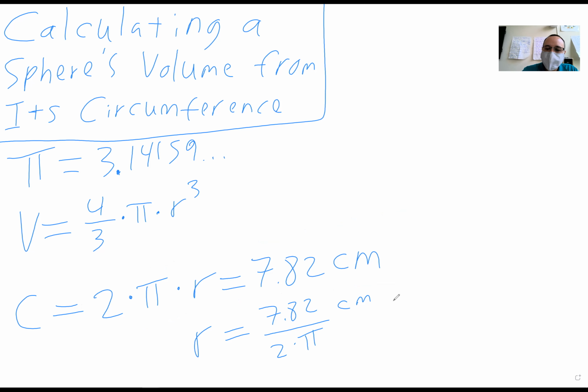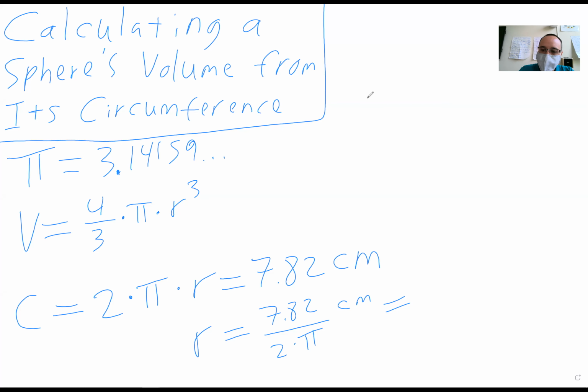And so what that gives me for the radius is, let me go ahead and calculate this. I'll pause the recording while I calculate. Okay, so that gives me a radius of 1.24 centimeters. That's my radius.